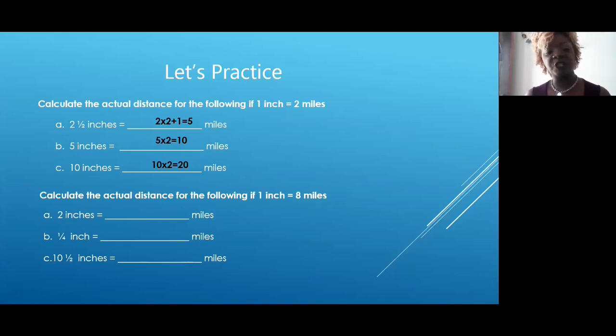Right, so the first one is 2 inches equals blank miles. E would be 1/4 inch equals blank mile. And C will be 10.5 inches equals blank miles. Anybody have any answers yet?